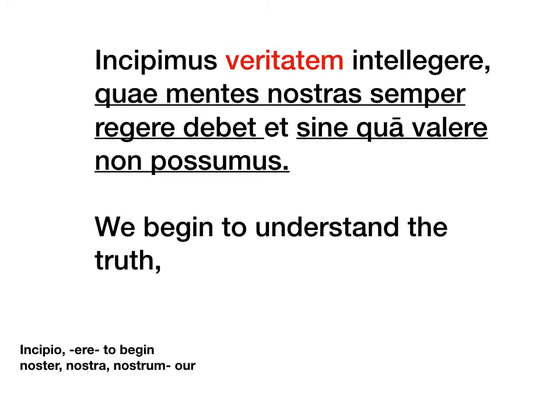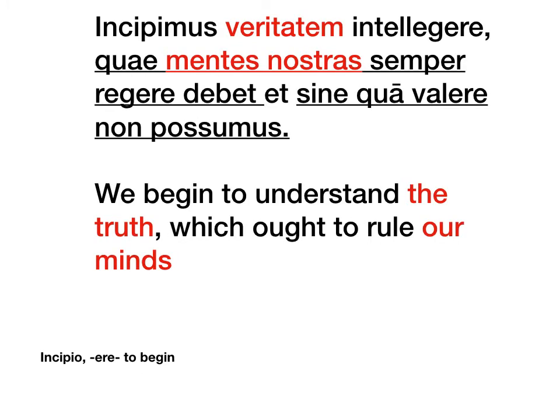So we begin to understand the truth. Maybe which or that is acceptable, because the only person in the main clause that we could be referring back to is the we, and there's kind of enough context here to understand that that's not really the case. We begin to understand the truth.